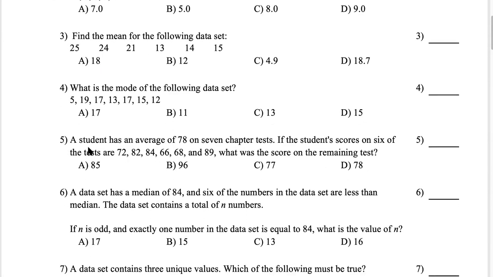Number 5, a student has an average of 78 on 7 chapter tests, okay? So on 7 exams, average of 78. If the student scored on 6 of the tests, so they give you 6 of them, what is the score for the other one, everybody? In this case, you add up these together, and then plus, say this is our x here, the number 7 exam. And then altogether you divide by 7, it should be equal to the average 78. And try to solve that equation, right? Try to solve that equation.